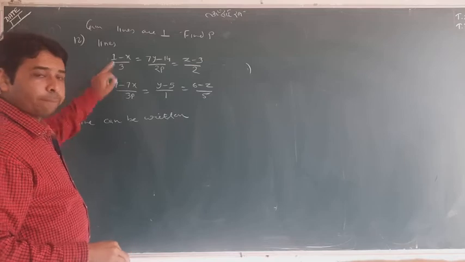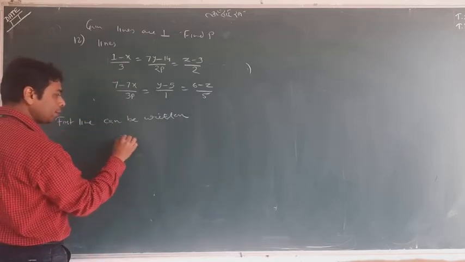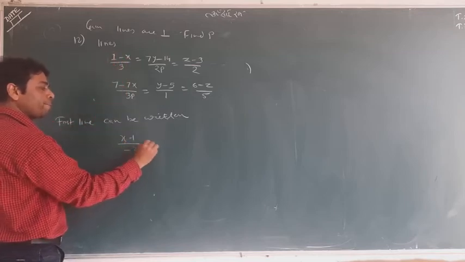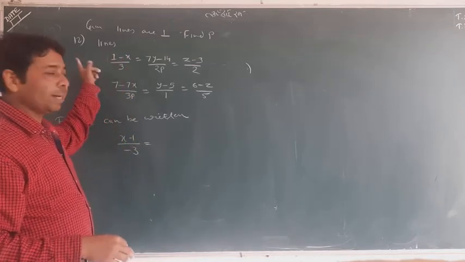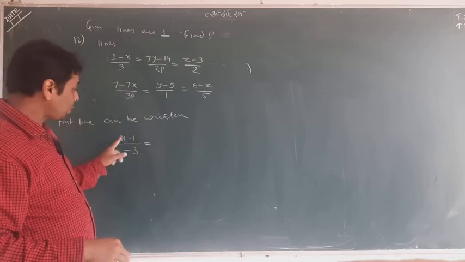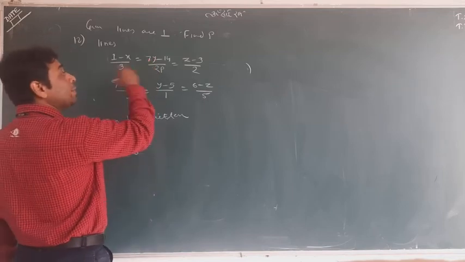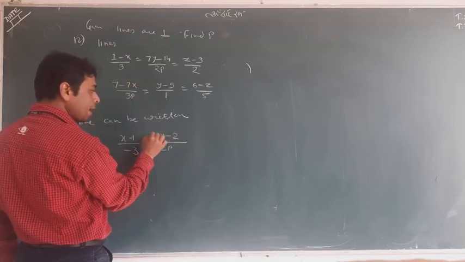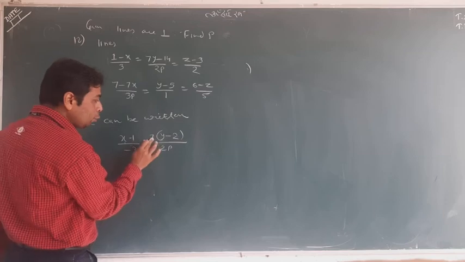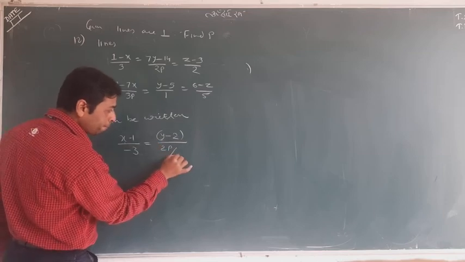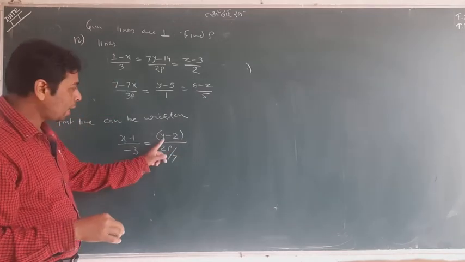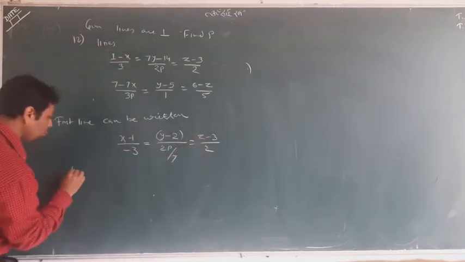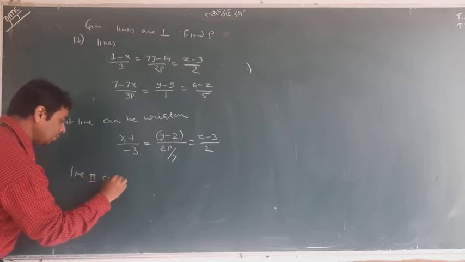Take out minus common and shift that minus to the denominator. Again, take out minus common and shift it to the denominator. It looks like (x - x1)/a. Take 7 common, and that 7 you transfer to the denominator, 2p/7. It looks like (y - y1)/b. And the last is okay.